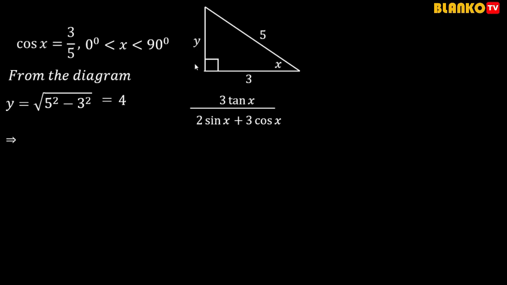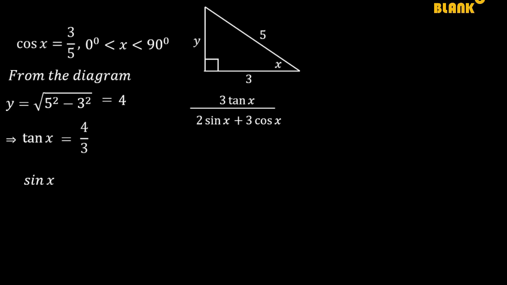Okay, so tan x is going to be 4 over 3. That is the opposite over the adjacent, because tan theta is opposite over adjacent. So tan x is going to be 4 over 3. I hope you understand. All right, so let's move on.